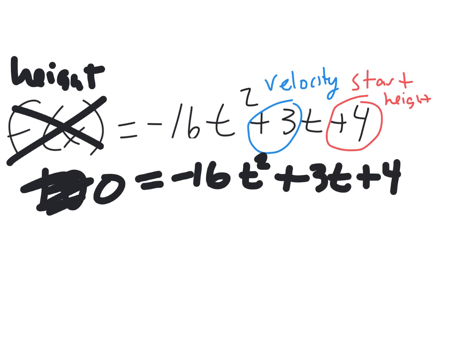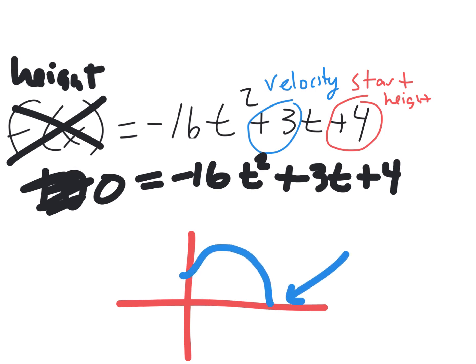So then what do you do with this? Well, there's really only one thing you can do. You can use the quadratic formula. So the quadratic formula tells you that spot, when the ball hit the ground.